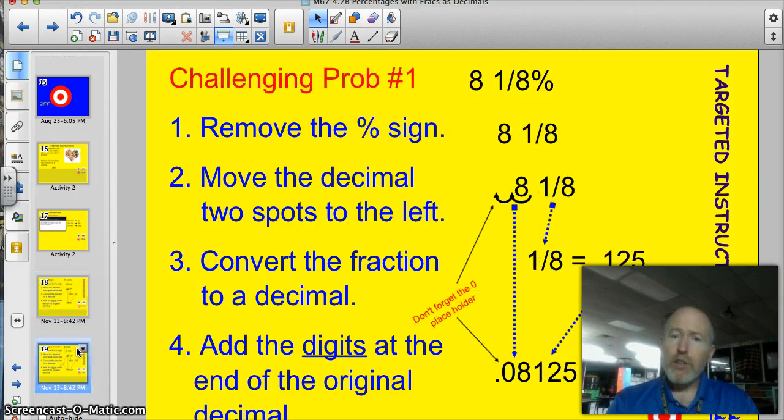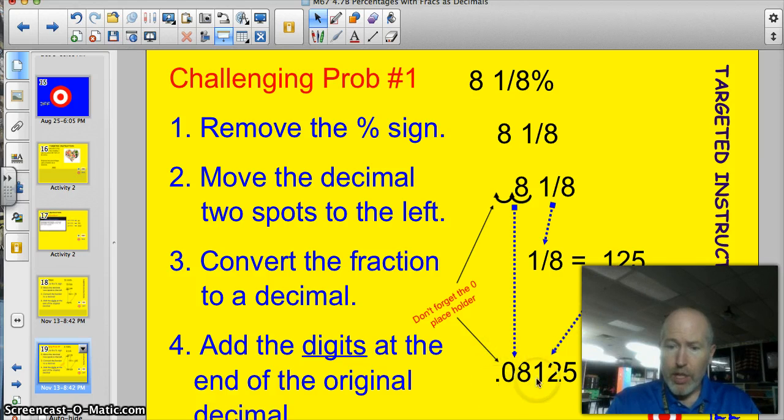All right, here's a little bit of a challenging problem because it's a single digit percentage. So it's 8 and 1/8%. So dump the percentage sign. So you got 8 and 1/8. Move the decimal 2 spots to the left. 1, 2. Now I've got 0.08 and 1/8. Convert 1/8, which we learned in class, equals 0.125, and then just tack that on.